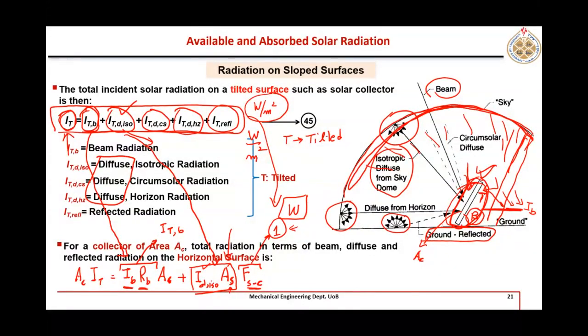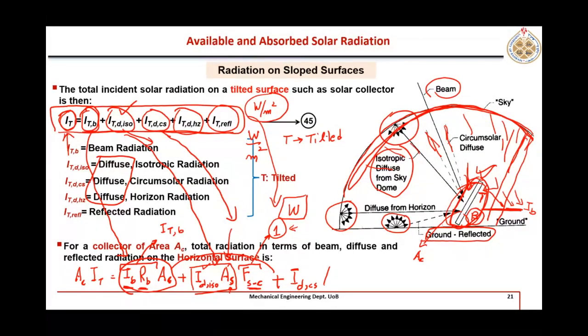Next is solar radiation from the circumsolar. Circumsolar is just like beam radiation. It is around that beam radiation, so it can be treated like beam radiation, and we can write a similar term for this circumsolar. That is the radiation per meter square, circumsolar diffuse. It can be treated like beam radiation. We know the exact angle of that radiation.